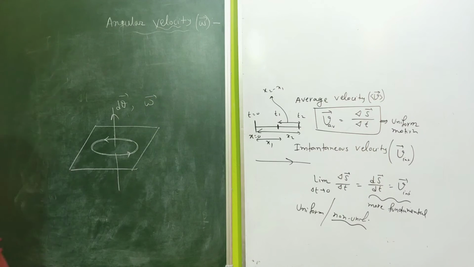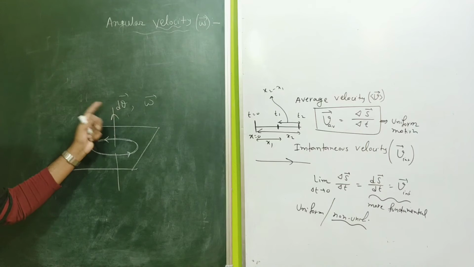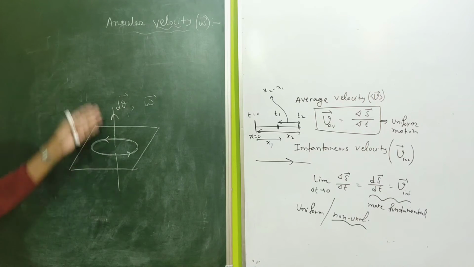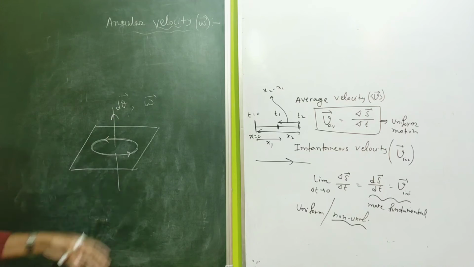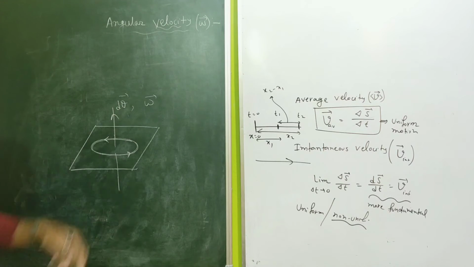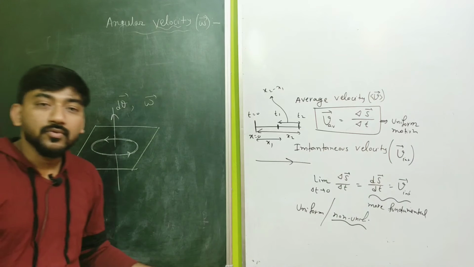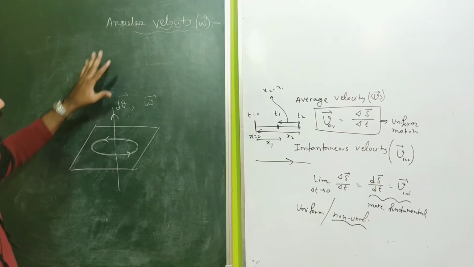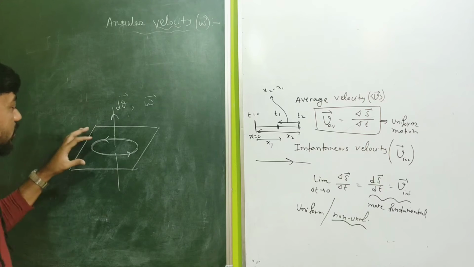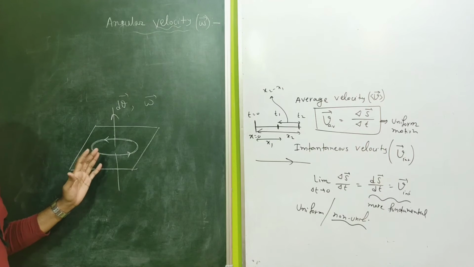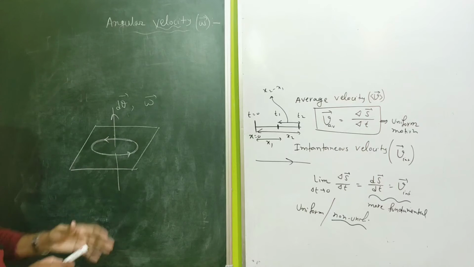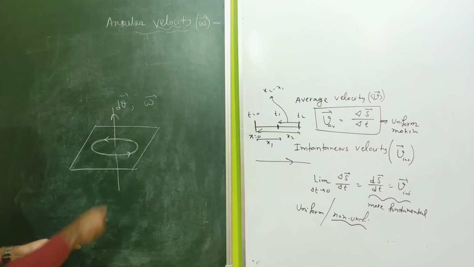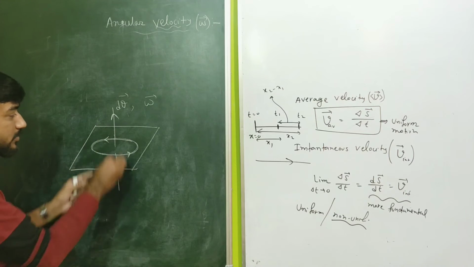The direction of both omega and theta will be along the axis. So these are all axial vectors, whether omega or d theta, and even alpha, the angular acceleration, which we will discuss later on. So this is all about angular velocity. But it is not actually that the particle is moving upward. The particle is rotating in the plane perpendicular to the axis. Maybe the direction will be this side, sometimes it will be this side also.